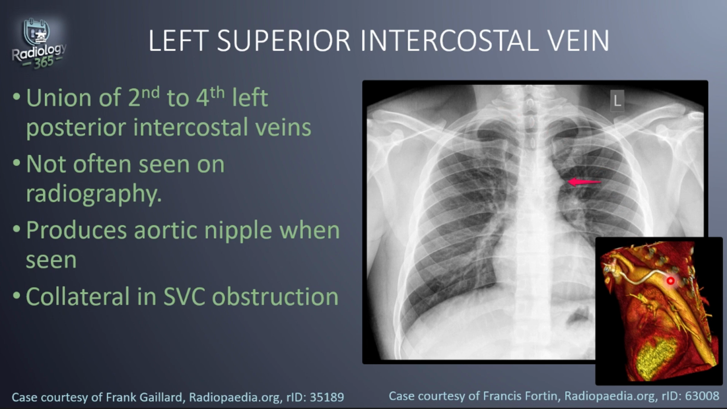So in this 3D reconstructed CT angiogram of the great vessels, we see this vein wrapping around the aortic knob, and on a plain radiograph you may see this nipple-like projection as a bump on the aortic knob, which we call the aortic nipple. It's a normal variant, and it's not something you should worry about when you see it. Like I said, it could suggest a superior vena cava obstruction.